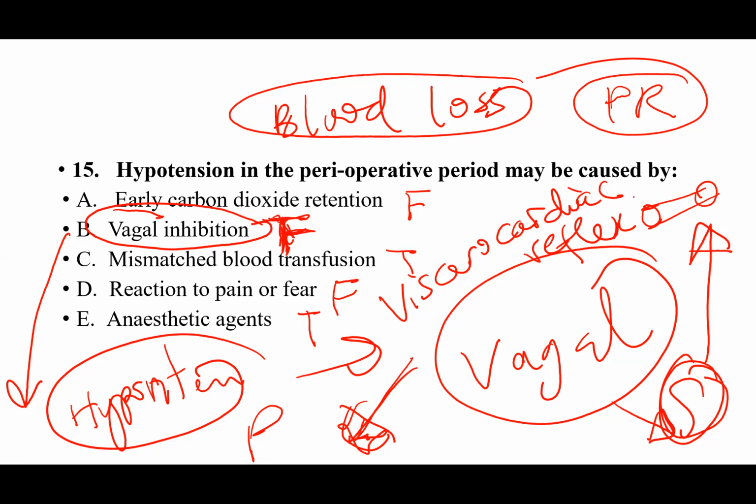Since you're explaining this, saying vagal inhibition, viscerocardiac reflexes, right? If you're given this in an MCQ, you're going to choose B as true rather than false, right? Yes. It can be true or false then, B. Yes, you now need to rephrase the question, since it could be either of the two. Hypotension in the perioperative period may be caused by vagal inhibition, so it's true.